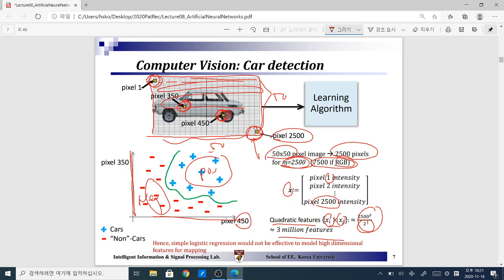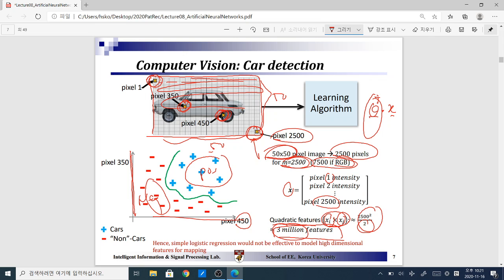So once again, even for a very minuscule image, just a 50 by 50 snapshot, it's going to require 3 million features, just for having quadratic feature terms in the parameter dotted with the feature. So here the number of parameters is going to be 3 million parameters.